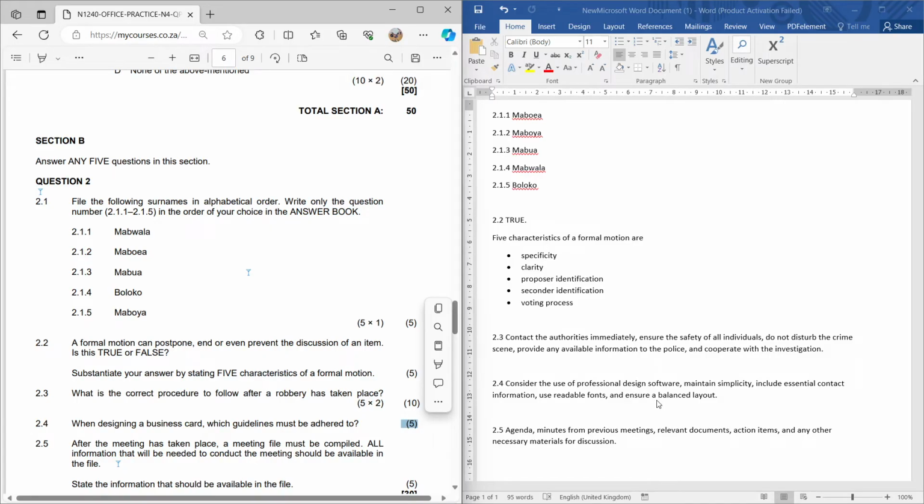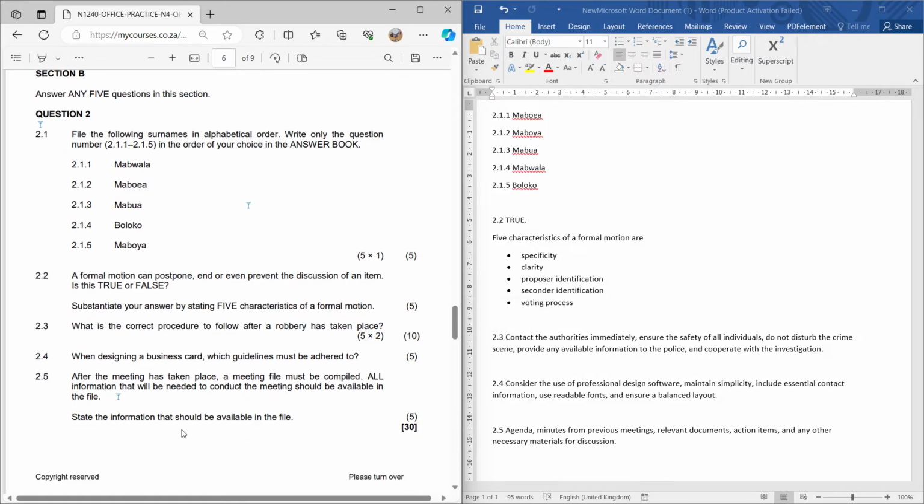You do not want a business card that is very busy, and on the other hand, maybe the text is so dull. You understand? So there needs to be a sense of balance in the layout of your business card, right? So moving on to the next question.